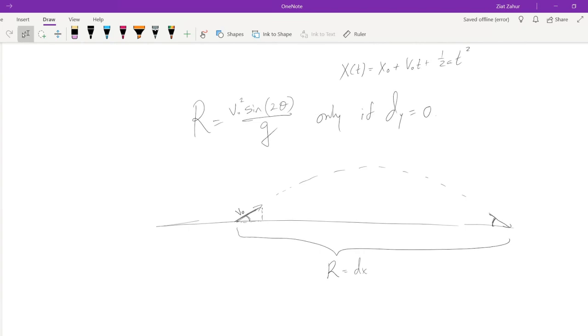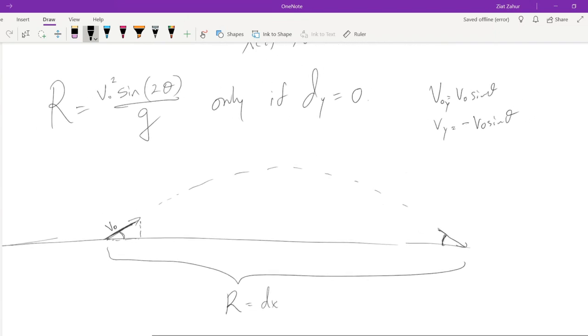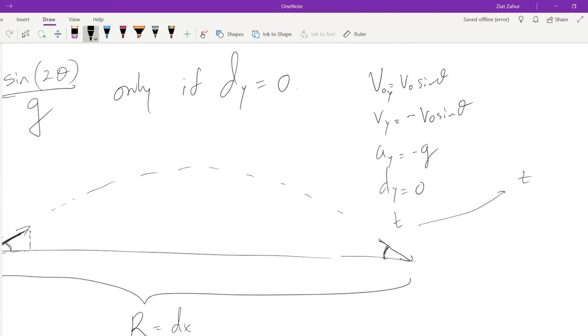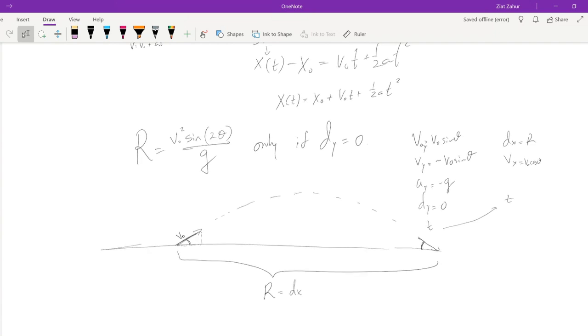And for fun, you can go ahead and derive it by setting up v0y is v0 sine theta, vy is negative v0 sine theta. Remember, you come back with the same magnitude. Your acceleration in the y-axis is negative g. dy is 0, and you can solve for time. Time is the same in both axes. So in the x-axis, dx equals vx t. Vx is v0 cosine theta, and dx is the range. So solve for R. That should be pretty straightforward. You get to use the double angle formula, so you might have to remember one of the trig identities.